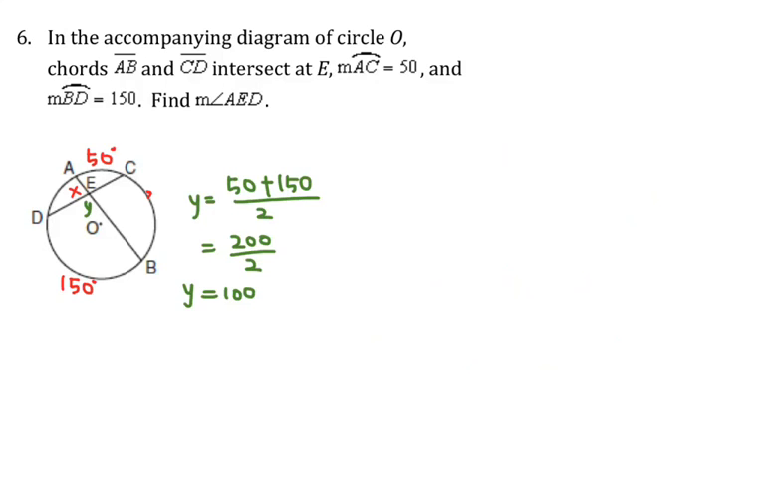But what's the relationship between X and Y? Notice that they are on the same line, so therefore X and Y are supplementary. That gives us X being equal to 180 minus Y, which is 100. Then our answer becomes 80, and that becomes our answer.